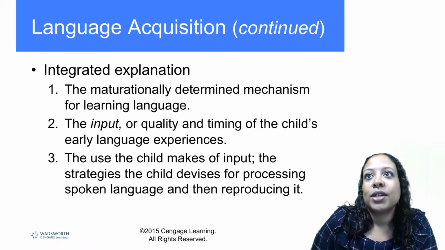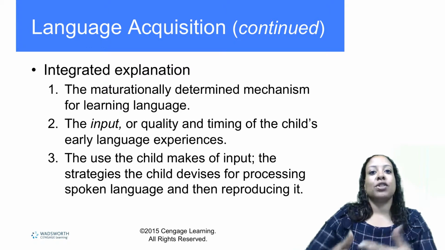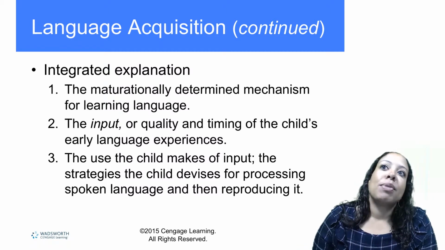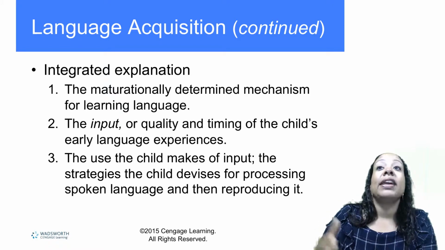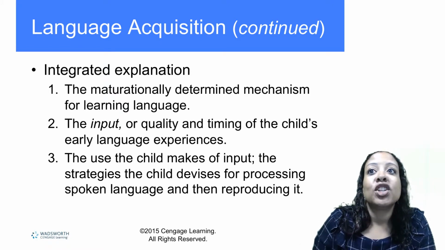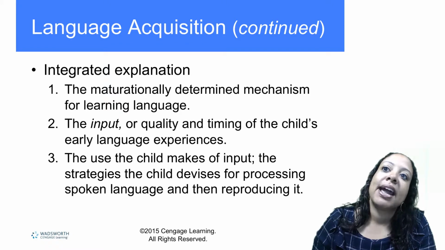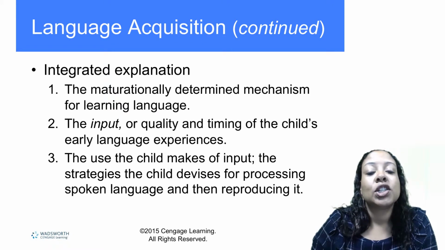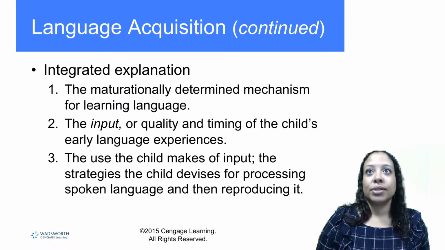Integrated explanation. So this is kind of a merging of the two, a hybrid. So the maturationally determined mechanism for learning language, the input, or quality and timing of the child's early language experiences, and the use the child makes of input, the strategies the child devises for processing spoken language, and then reproducing it.